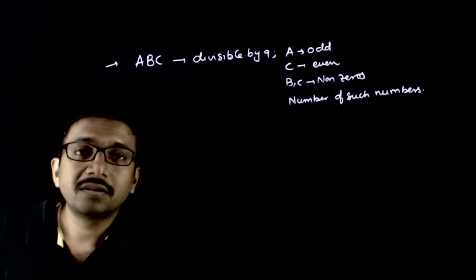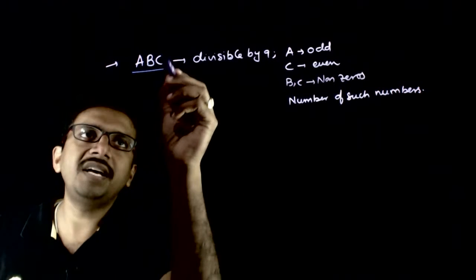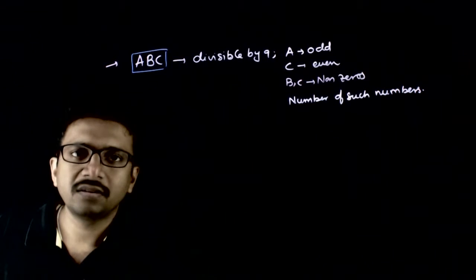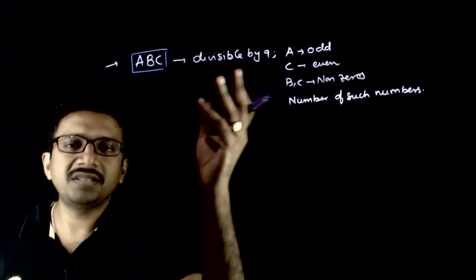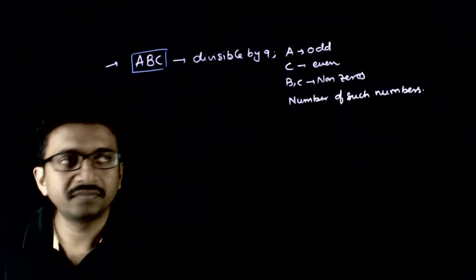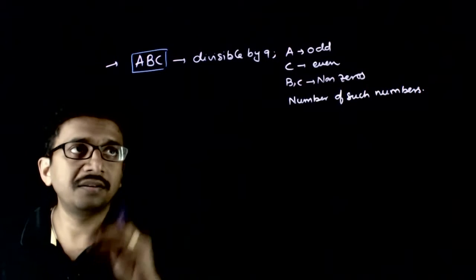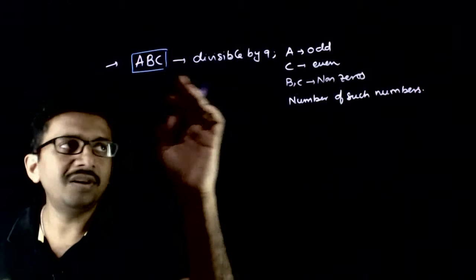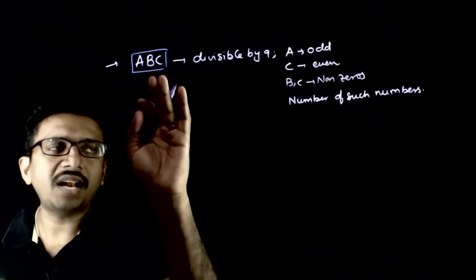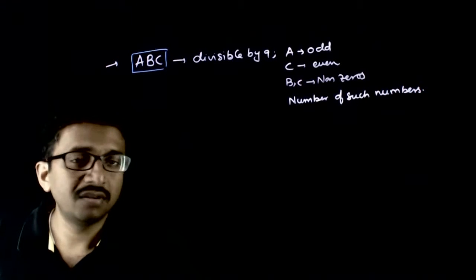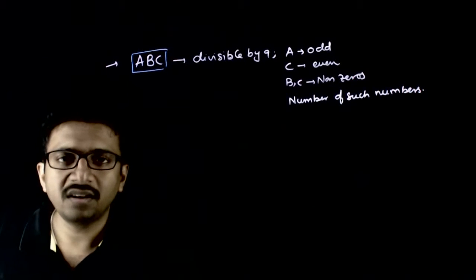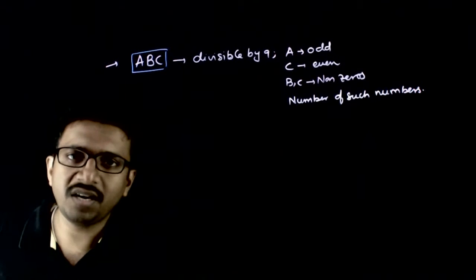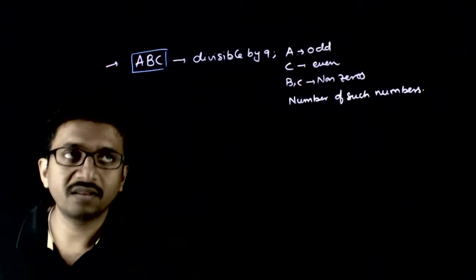So welcome students. In this question, you have a 3-digit number ABC, and this 3-digit number is divisible by 9. You're given that the first digit, the hundreds digit, is odd, the units digit is even, and B and C are non-zeros. If these three conditions are valid, how many possible 3-digit numbers are there?